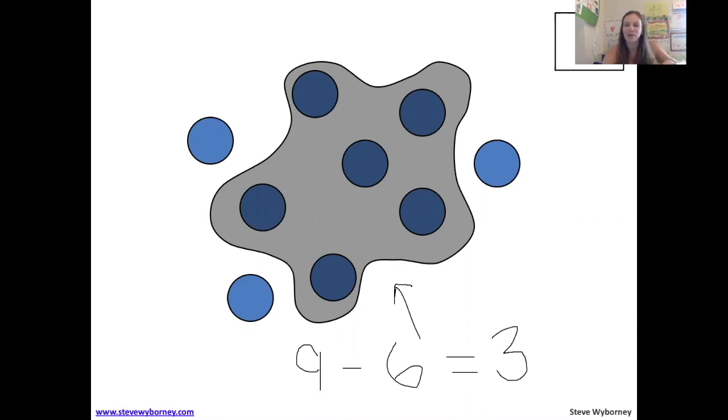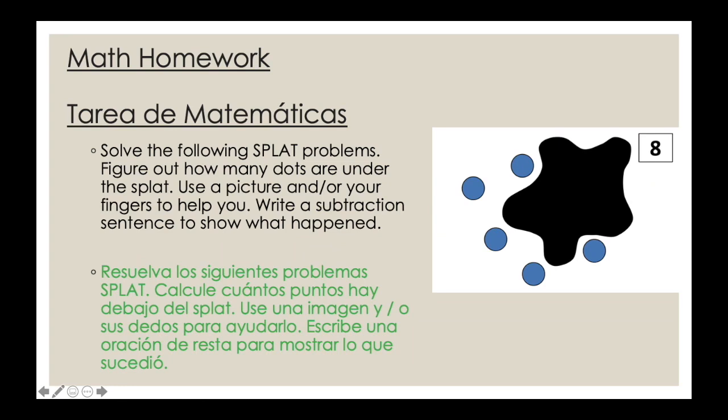Ready to do some for homework? Here is your math homework. Solve the following splat problems. Figure out how many dots are under the splat. Use a picture and/or your fingers to help you. Write a subtraction sentence to show what happened.